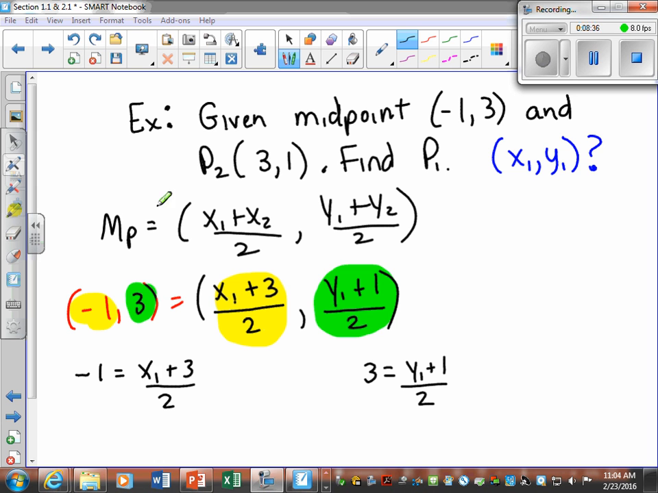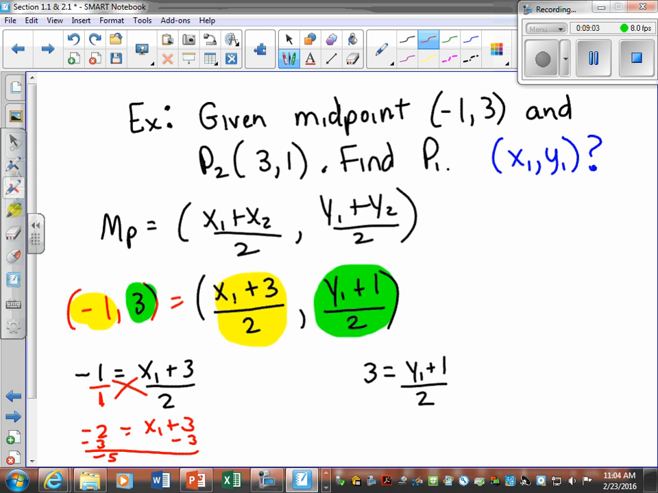Okay, so I set the yellows equal to each other here and the greens equal to each other here. Now we're going to cross multiply right here, and this is like over 1 if you want to have that there. So 2 times negative 1 is negative 2, and then 1 times x1 plus 3 just gives us that. If we solve for x1, we want to get it by itself, so we would subtract 3 from both sides and find out that negative 5 is equal to x1.